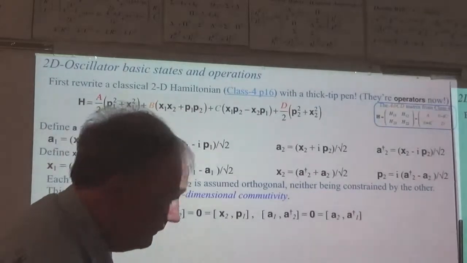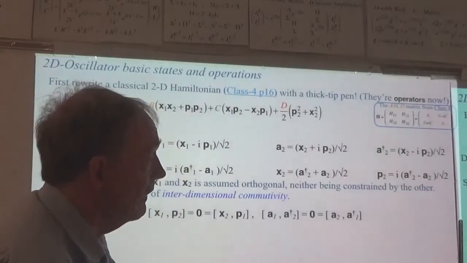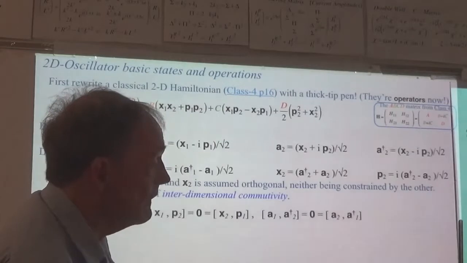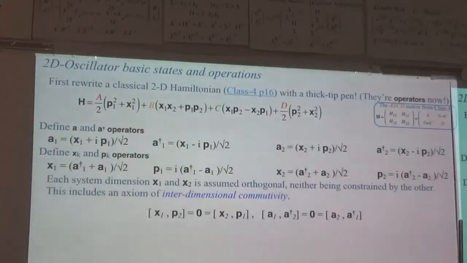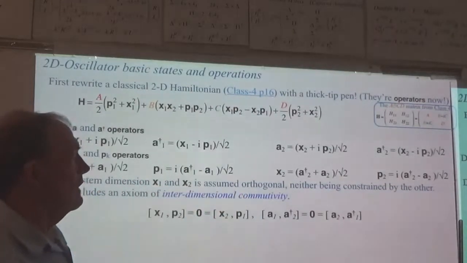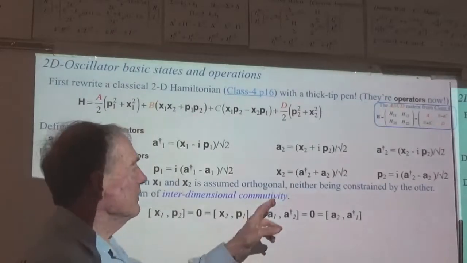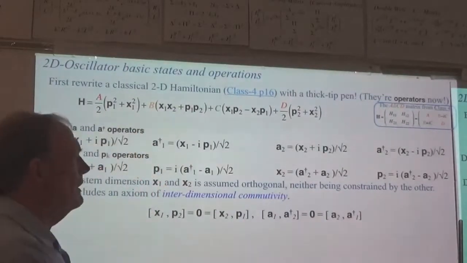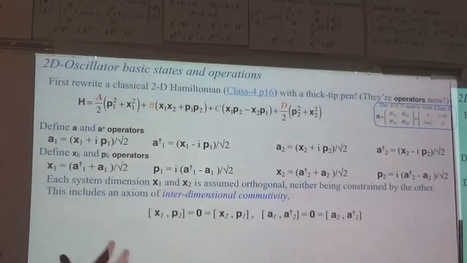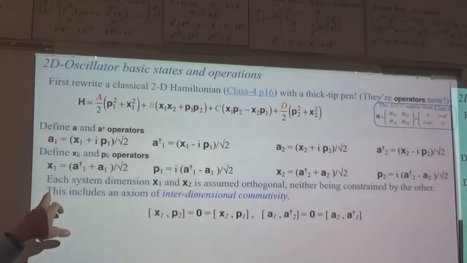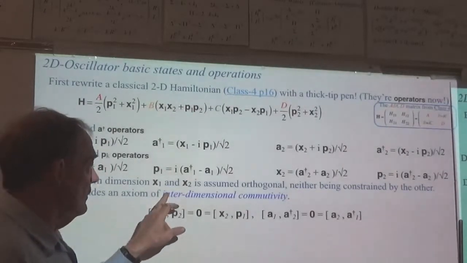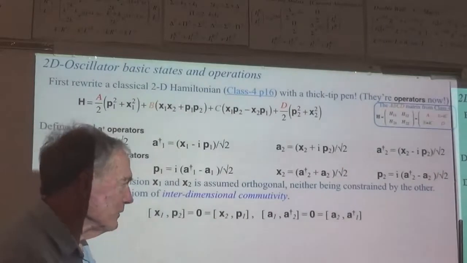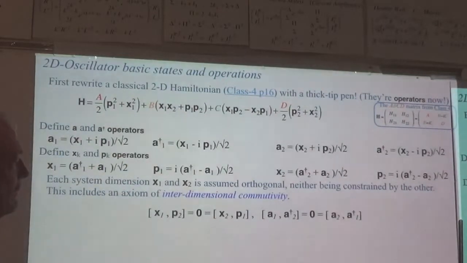And we'll keep these two together because I need to compare parts of this with each other. Okay, now the basic idea is that each system dimension is assumed orthogonal. So neither is being constrained by the algebraic or geometrical features that could be there if they weren't orthogonal. And one of them is that the interdimensional commutativity seems to be the only way to go.